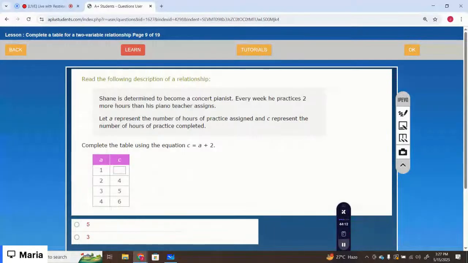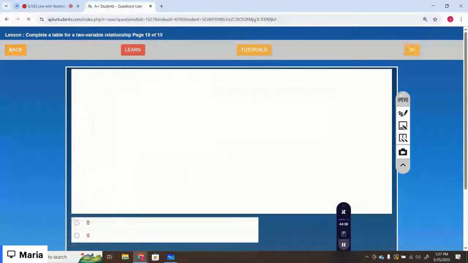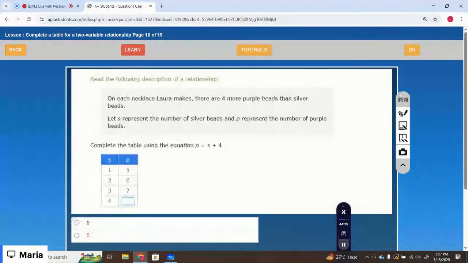Complete the table using the equation C equals A plus 2. So 1 plus 2, option number 2 is the correct option. Okay, you can complete the lesson by yourself. Let me just move it to the next lesson.